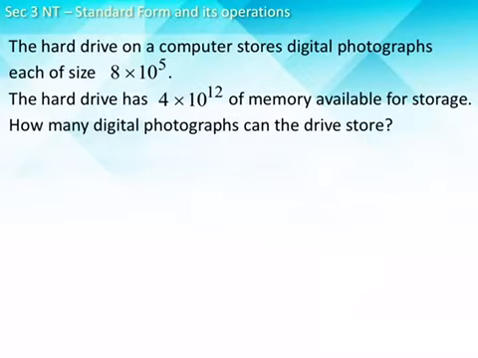Now, problem sums on standard form. The hard drive on a computer stores digital photographs of size 8 times 10 to the power of 5. So this belongs to the photograph itself. And then the hard drive itself has 4 times 10 to the power of 12 of memory. So which one has a bigger memory? The photograph or the hard drive? Of course, the hard drive is the one with the bigger memory that stores all the photos.